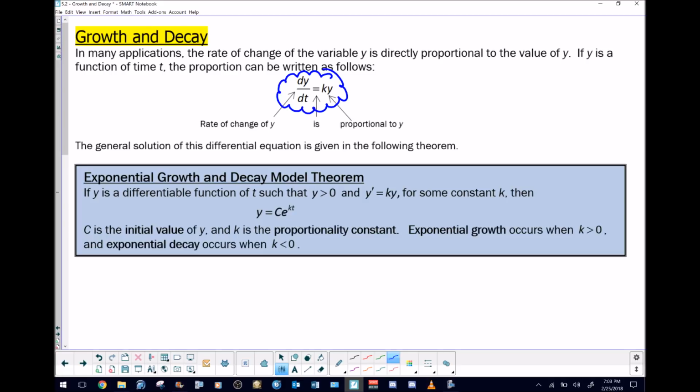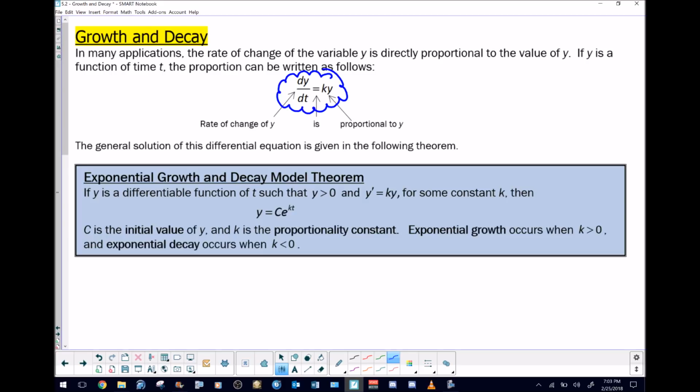There is a little bit more realistic version of growth that deals with human populations and other life populations that pertains to logistic growth, which is actually a BC topic. But for the purpose of just introducing this, we're going to stick to this really basic relationship. And if you look here in the box, it gives you the growth and decay model theorem.